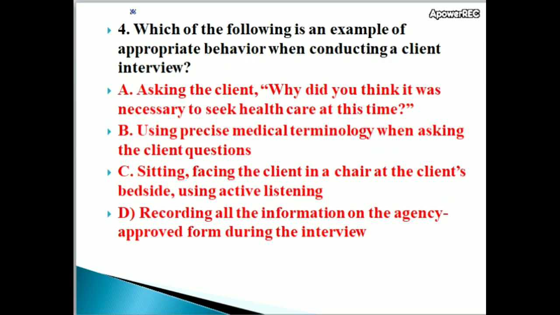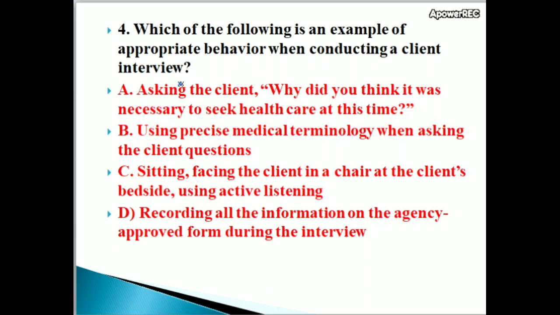Next question, which of the following is an example of appropriate behavior when conducting a client interview? Options: asking the client, why did you think it was necessary to seek health care at this time? Using precise medical terminology when asking the client questions. Sitting facing the client in a chair at the client bedside using active listening. Recording all the information on the agency approved form during the interview.